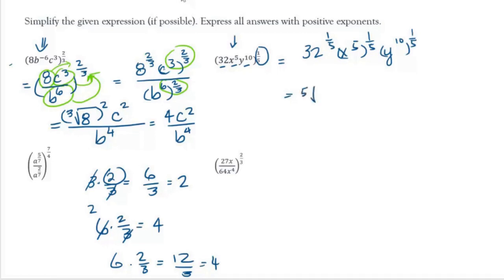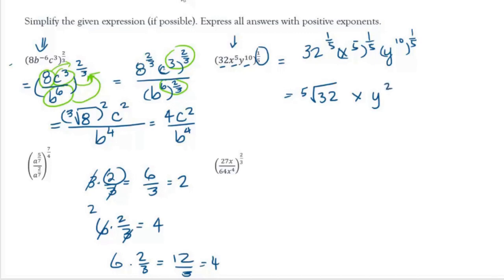So this is asking for the 5th root of 32, and 32 is a perfect 5th, so this will work. And now I'll apply the properties of exponents for the variables. X to the power of 5 further raised to the 1/5 is x to the power of 5 times 1/5, and 5 times 1/5 is just 1. Y to the power of 10 further raised to the 1/5 is y to the power of 10 times 1/5, and 10 times 1/5 is 2.